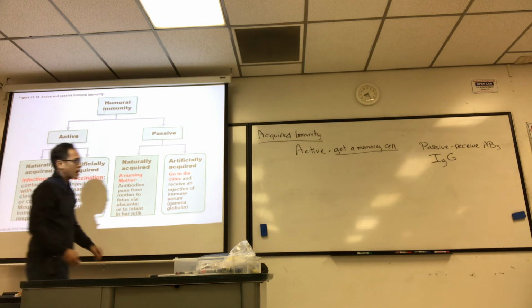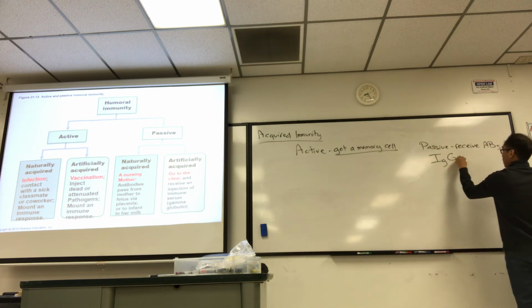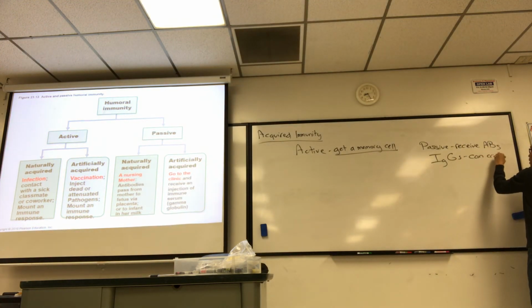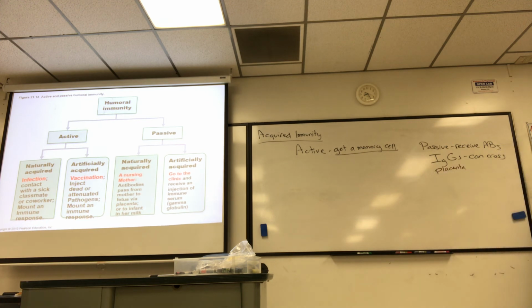IgGs, those are the ones that can cross the placenta. The IgGs can cross the placenta, so that helps baby. They can last 8 to 10 weeks after birth to confer some passive form of protection for the baby. It's important for that fragile state of life.